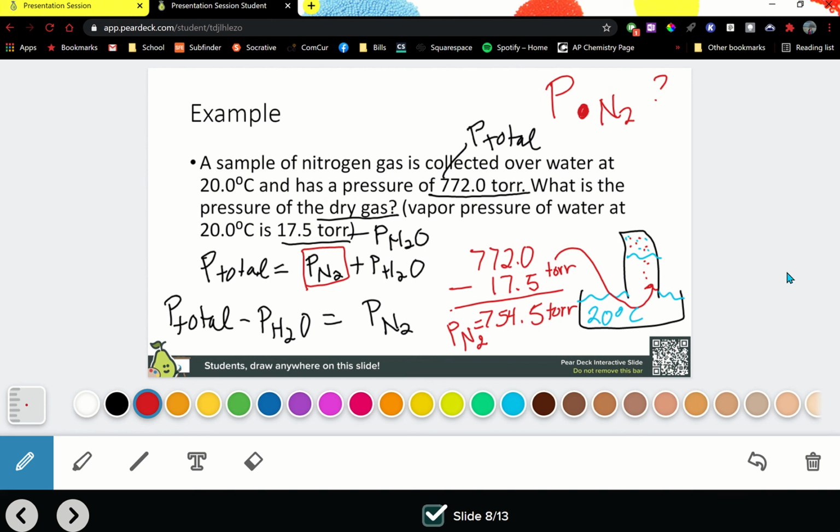That is basically how Dalton's law works. We can use it to add up gases to find a total pressure, or we can use it to subtract out pieces and find a missing piece if we have the total. It works both ways, and we're going to be using that equation in conjunction with another one over the next couple classes, okay?